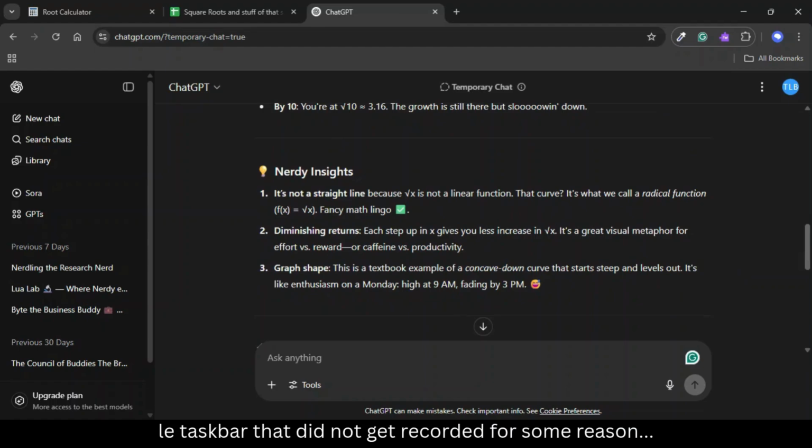Diminishing returns. Each step up in x gives you less increase in square root x. It's a great visual metaphor for effort versus reward, or caffeine versus productivity. Graph shape: this textbook style example of a concave down curve that starts steep and levels out. It's like enthusiasm on a Monday, high at 9 a.m., fading by 3 p.m.